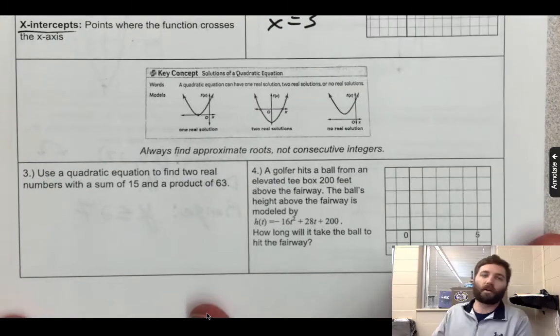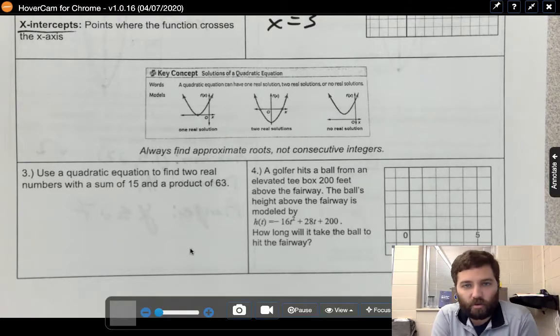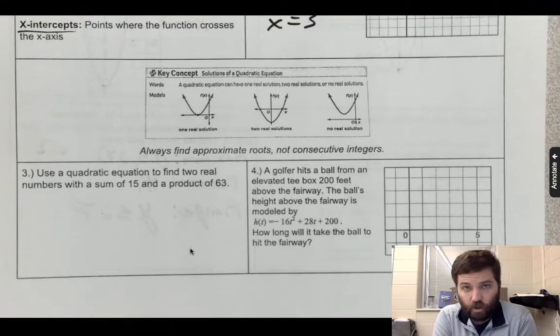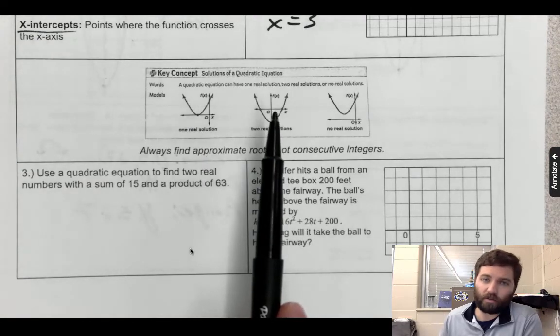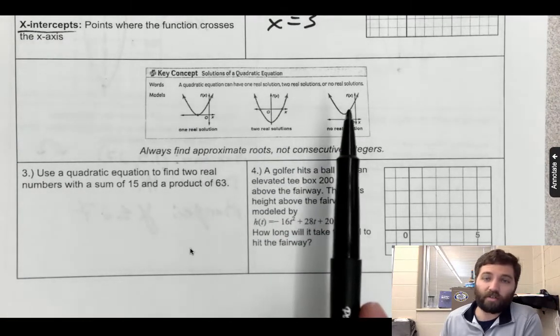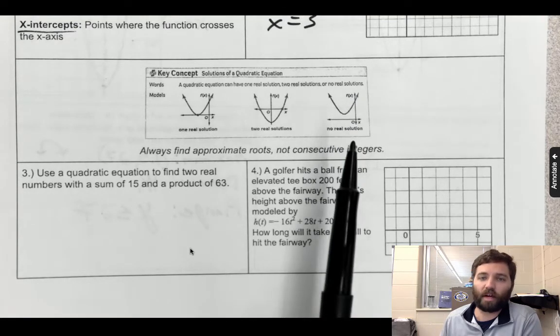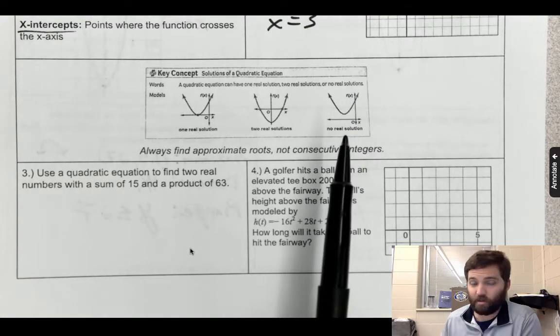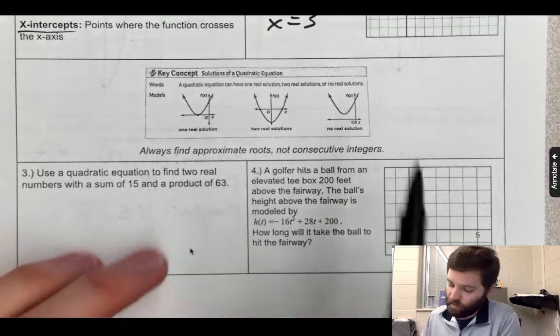All right, let's talk about this key concept box real quick. A quadratic equation can have one real solution, two real solutions, or no real solution. And again, these solutions are showing up as intercepts in the graph. So you can have one x-intercept, as we've already seen. You can have 2, which is very common for quadratics. Or you could have none, right? So you'd have a quadratic that's above the x-axis pointing up, or you could have a parabola below the x-axis pointing down. You wouldn't have any solutions, right? So just important to know that and be aware of the possibilities.